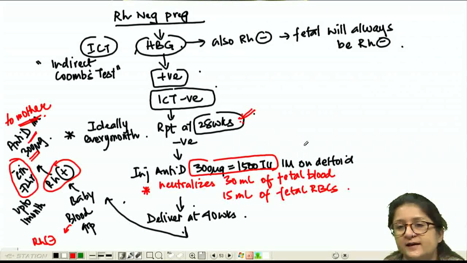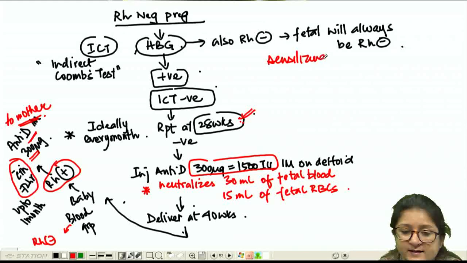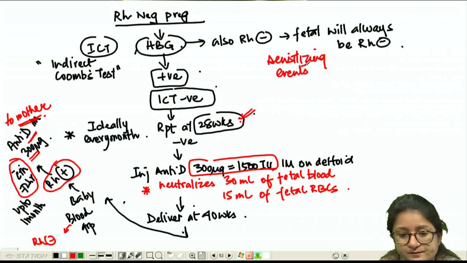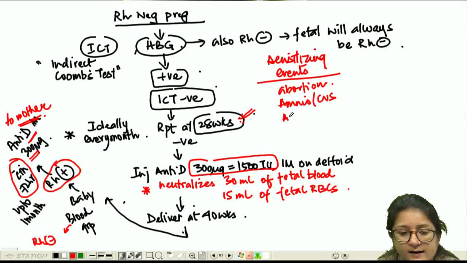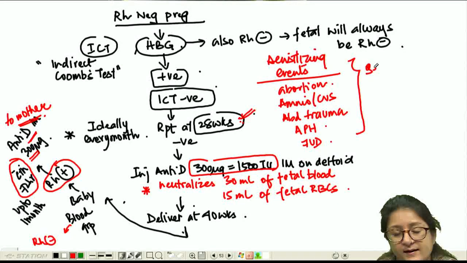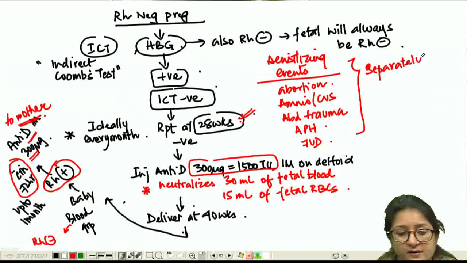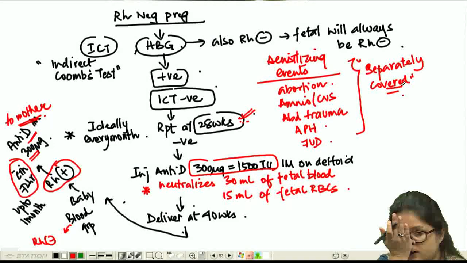Any other sensitizing events need to be separately covered. So any other sensitizing events like abortion, amniocentesis, CVS, abdominal trauma irrespective of bleeding, APH, IUD, all these sensitizing events need to be separately covered. Apart from giving this at 28 weeks and this at delivery, they need to be separately covered irrespective of what was given or not given, right?